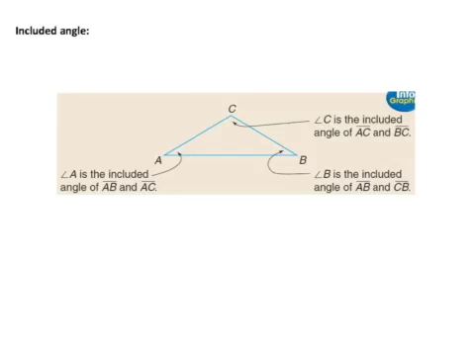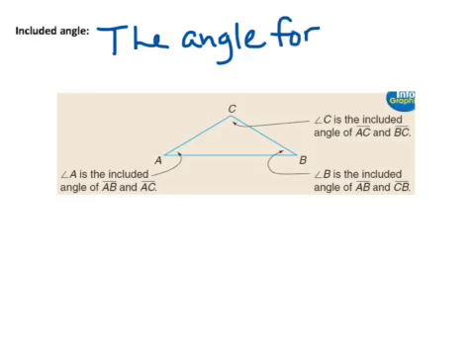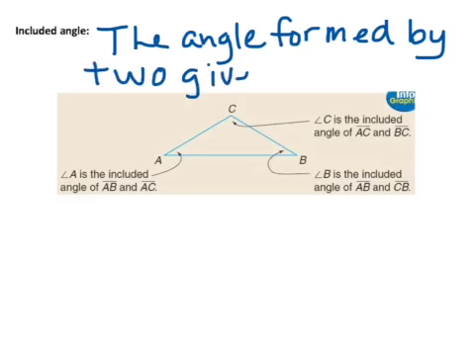Now, one term that we use often when talking about triangles is an included angle. The definition of this is the angle formed by 2 given sides. And this diagram below helps us to illustrate this definition.